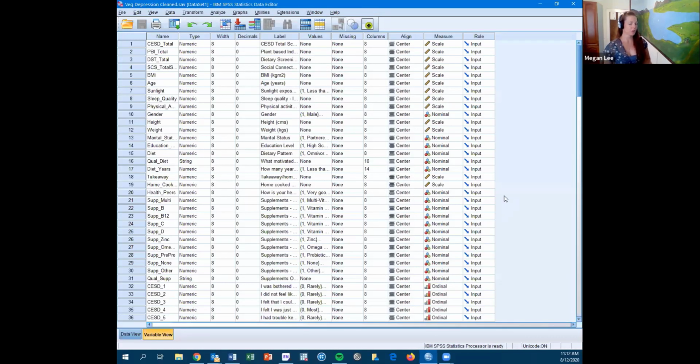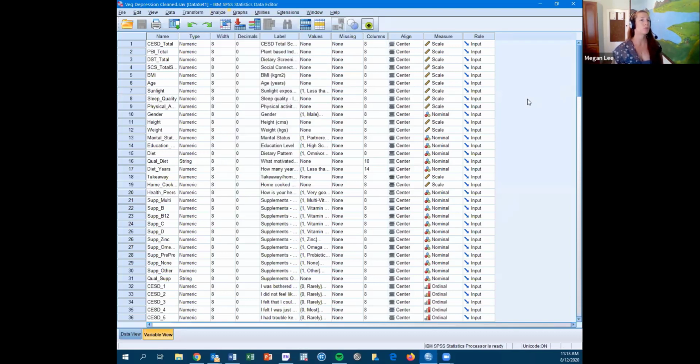So the final thing we're going to do is we're going to assume that our research question is a little bit different. We are going to look at depression, and we're going to split it by the three groups: vegan, vegetarian, omnivore. So our research question is now changed to, is there a difference in diet quality between vegans, vegetarians, and omnivores and depression? So exactly the same thing.